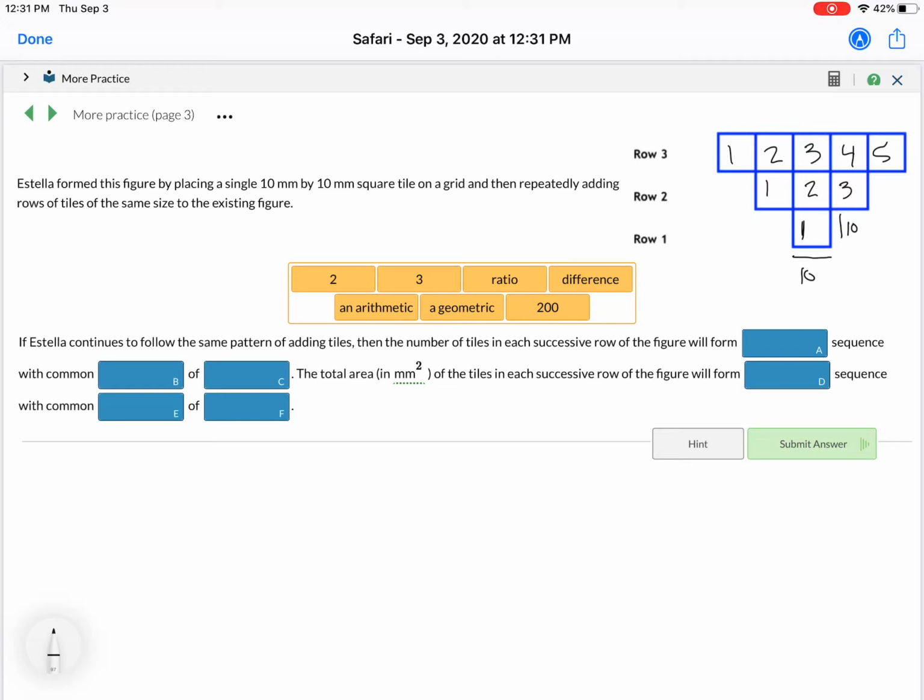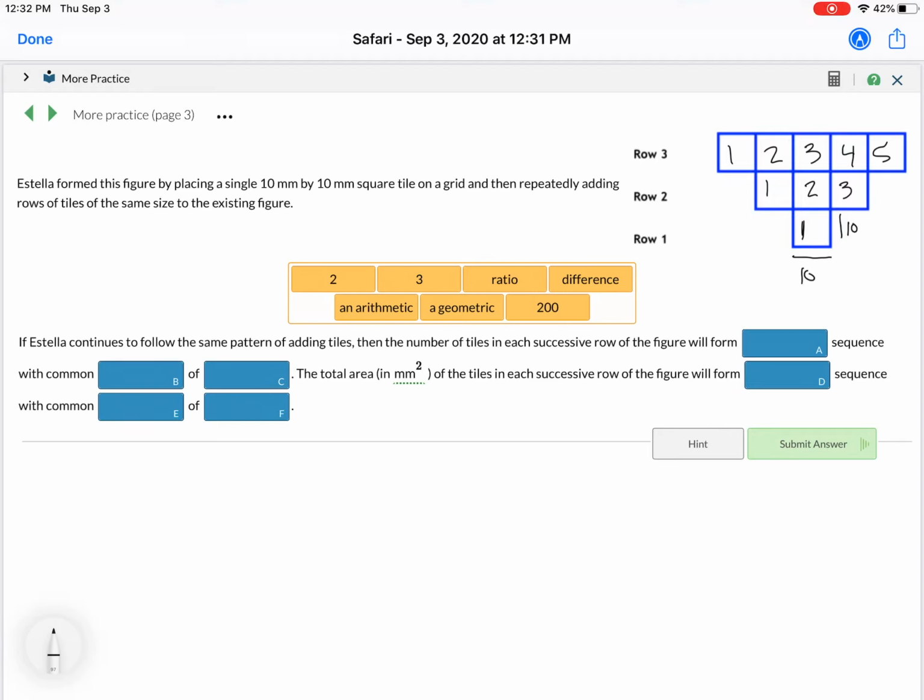All right, so you have to fill in these blanks. So it says, if Estella continues to follow the same pattern of adding tiles, then the number of tiles in each successive row of the figure will form a blank sequence with a common blank of blank. All right, so after the "of" on C and F, that's where you're going to have a number, okay?